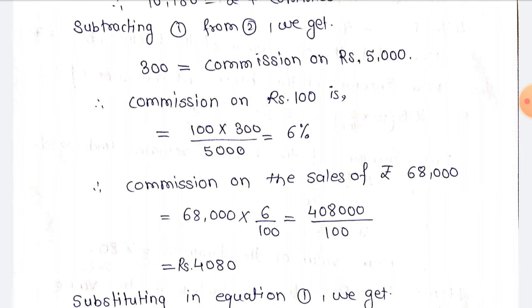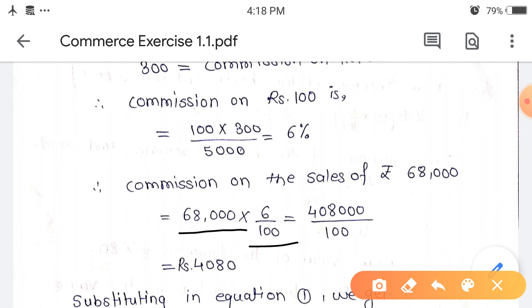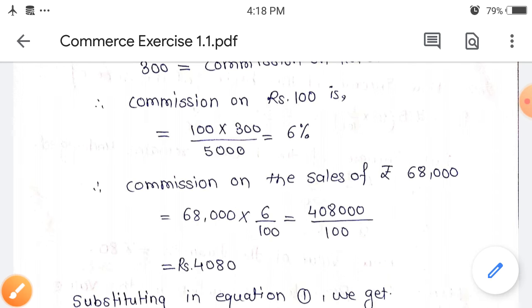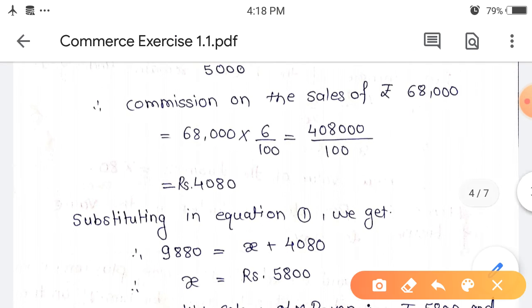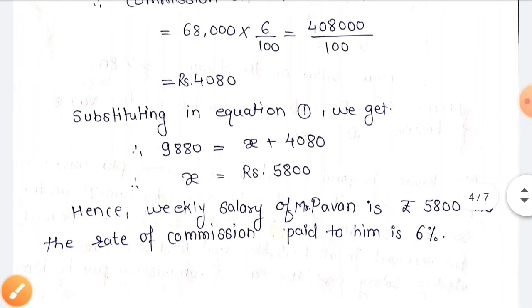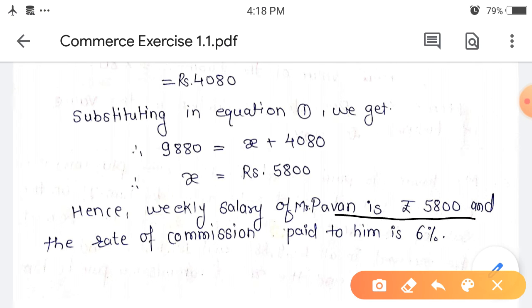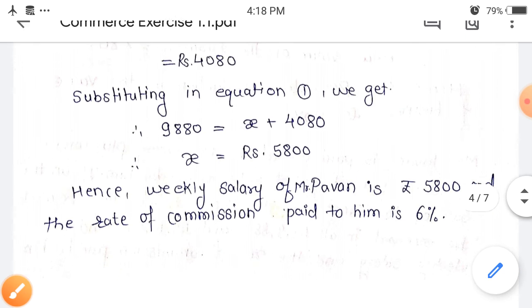commission on sales of rupees 68,000 is 6% of 68,000. Calculate the terms. We'll get here 4,080. So substituting in equation 1, we'll get here this term equals to this. So x equals to 5,800. Hence the weekly salary of Pawan is 5,800 and rate of commission is 6%. Understood here? So continue for the next.